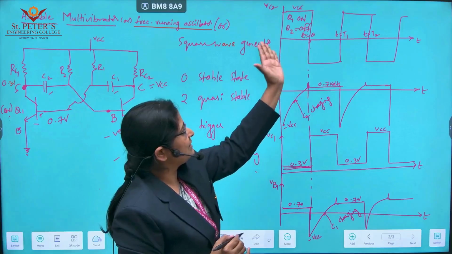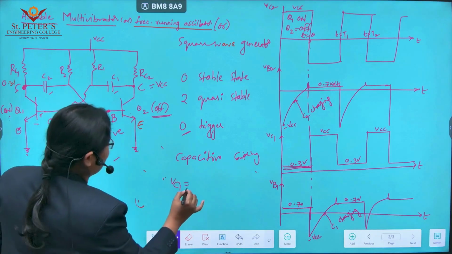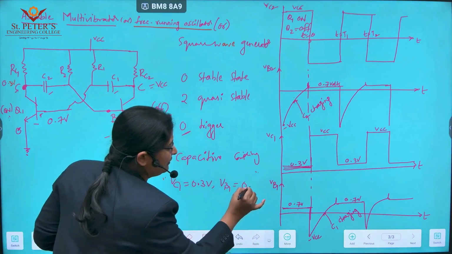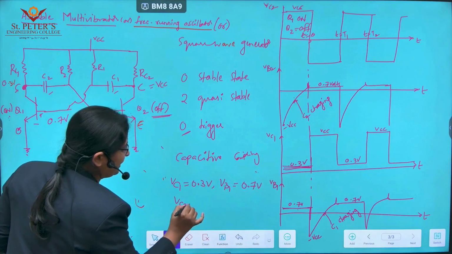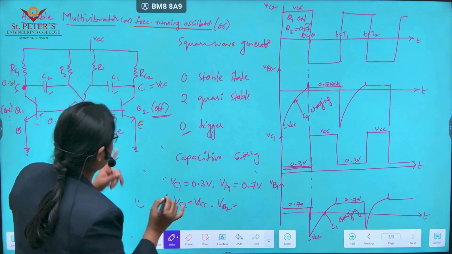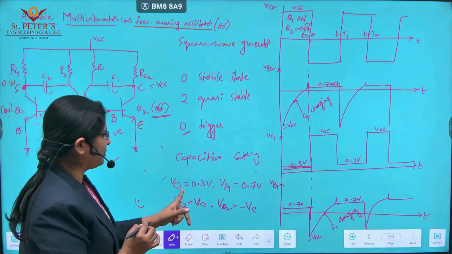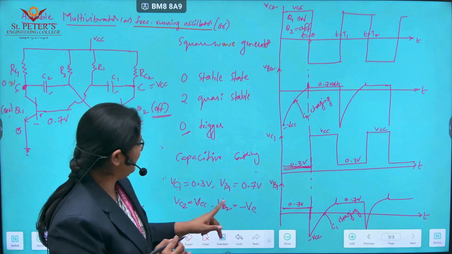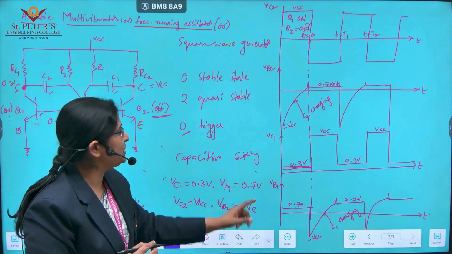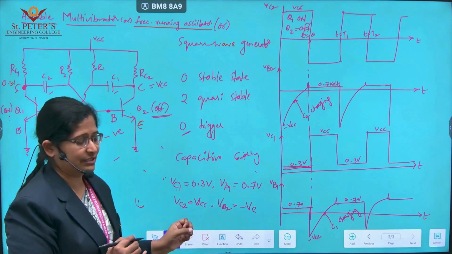So for t less than 0 instant, these are the 4 voltages. VC1 is 0.3, VB1 is 0.7, VC2 is VCC, and VB2 is, as this is an off transistor, some negative voltage. So for t less than 0 instant, I have drawn the same: VC1 is 0.3, VB1 is 0.7, VC2 is VCC, and VB2 is some negative voltage.